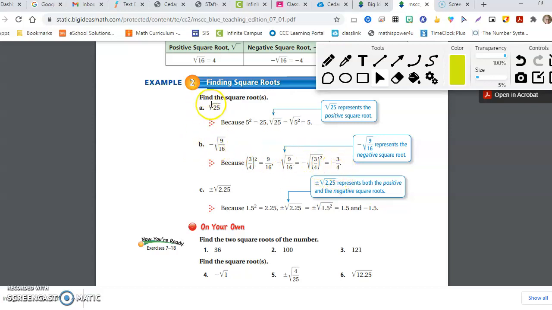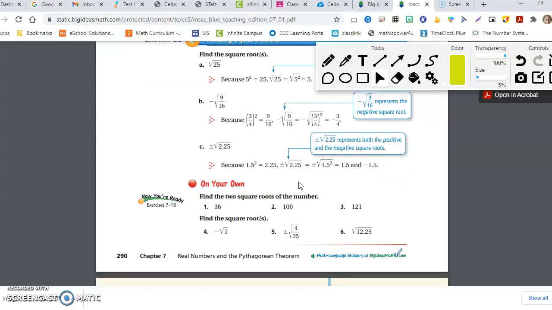Really, you just kind of look out in front and it will tell you if they want the positive or the negative or both. As an example, letter C, there's a plus sign and a negative sign out front. So they want both the positive and the negative square roots of 2.25. In this one, I just plugged it into my calculator and I did get 1.5. So the answer would be a positive 1.5 and a negative 1.5.